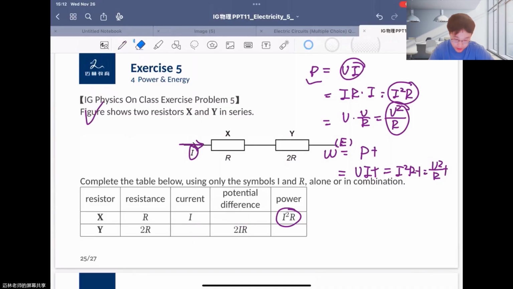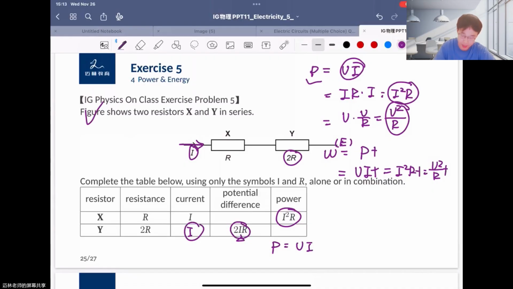So maybe for the next question, you can find they're combined in series. So the current is equal in each, so here the current also equals I. And we know that here the potential difference is 2IR, right? Because the resistance is 2R. So 2R times I equals 2IR, using Ohm's law. And for power, you can use the formula P equals UI, right? That is 2IR times I. It is 2I squared times R. Okay, this is for the total power right here.